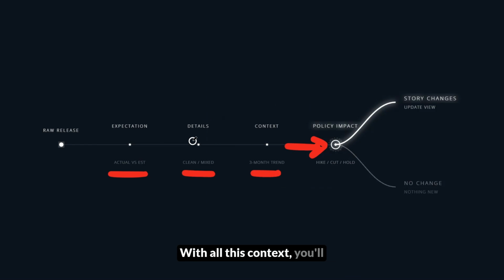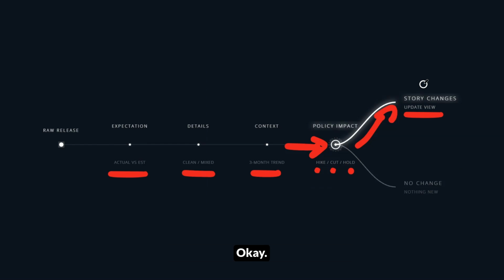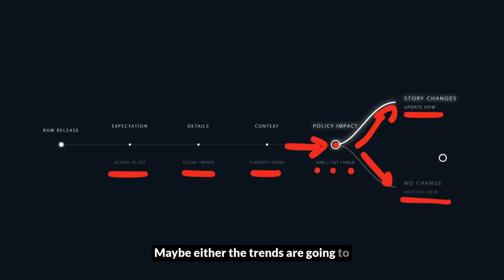With all this context, you'll then understand whether the central bank next is most likely going to hike, cut, or do nothing. If this set of data decides that, hey, maybe the central bank is going to need to hike interest rates faster than expected, great, okay. Then you need to update the view and understand that the currency is going to strengthen because of that. But let's say that everything here points to boring, points to nothing changes, well, nothing to update. Maybe either the trends are going to continue or there's just going to be a little bit of chop and there's nothing to do. Sometimes that's the case. Sometimes there's just nothing to do.